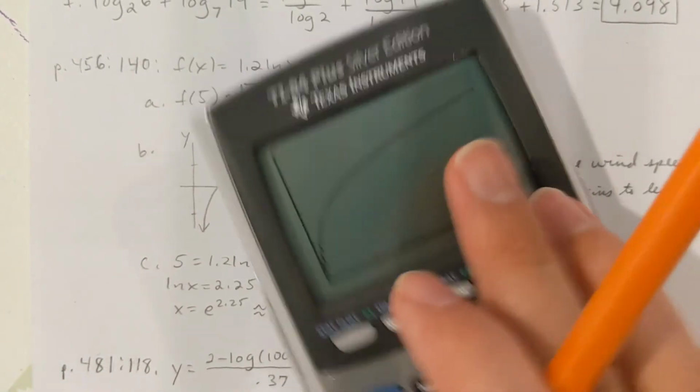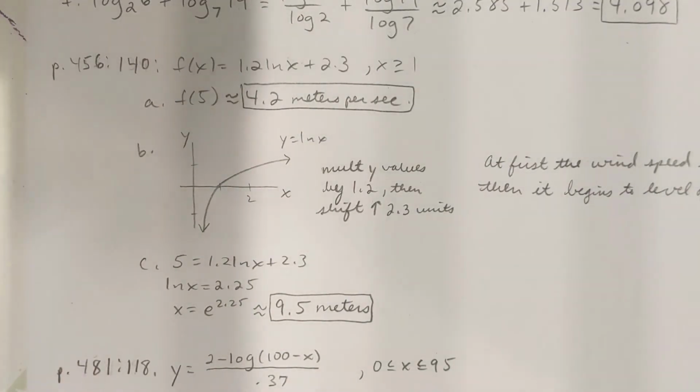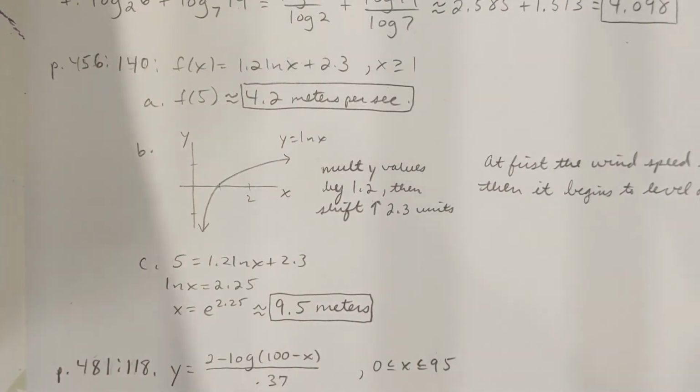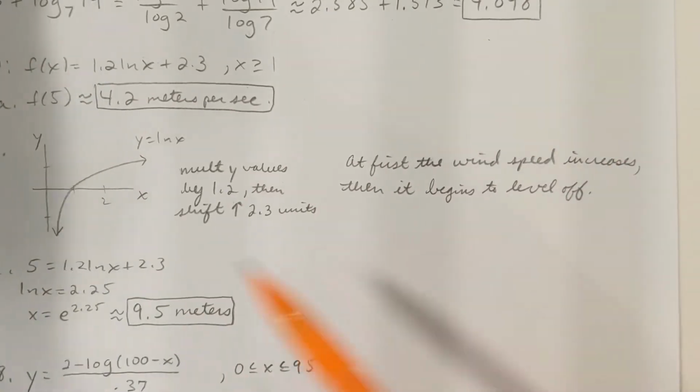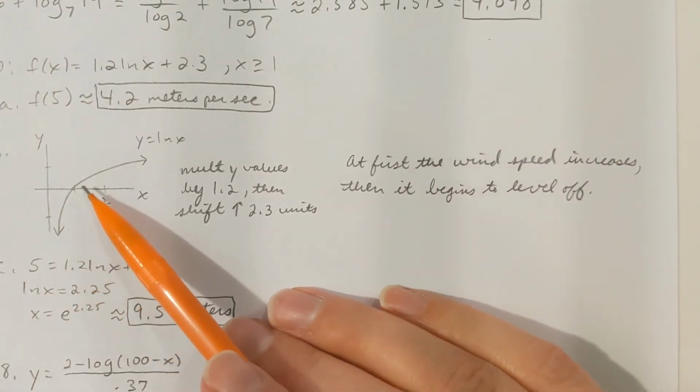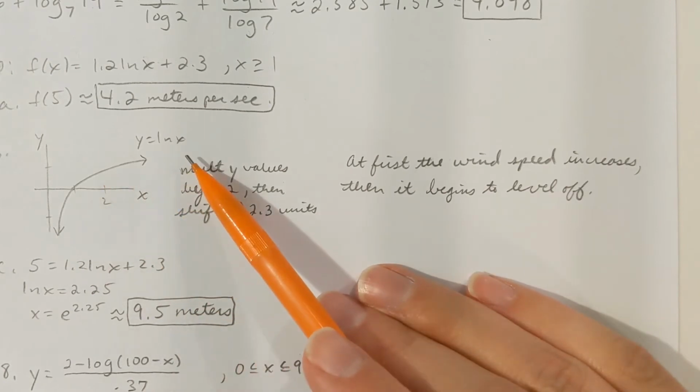Now, what that means to us is, because it says to interpret the graph, okay, at first the wind speed is increasing, and then it begins to level off.